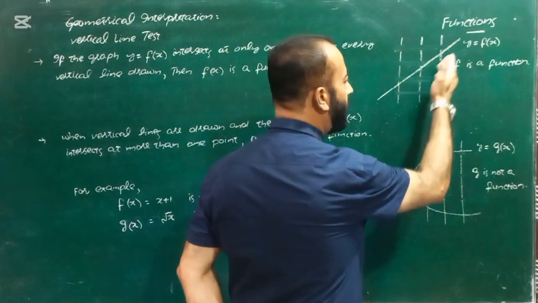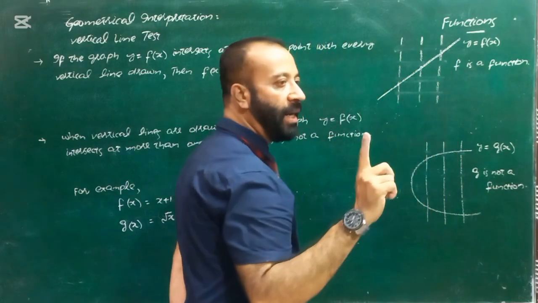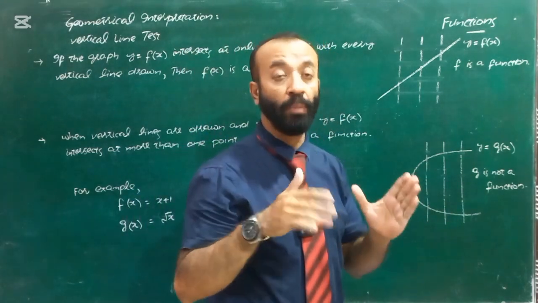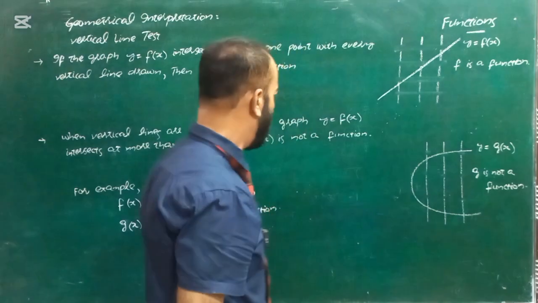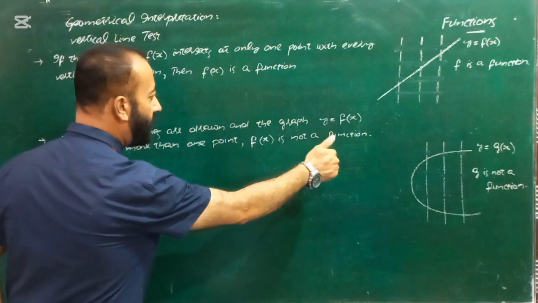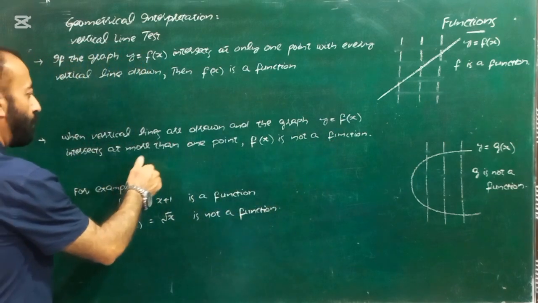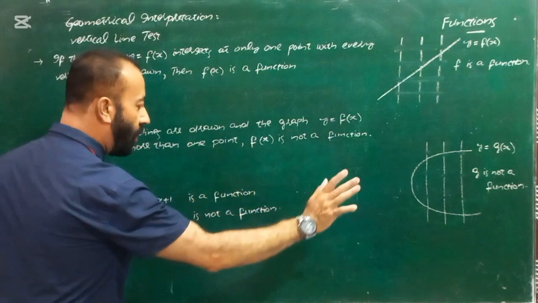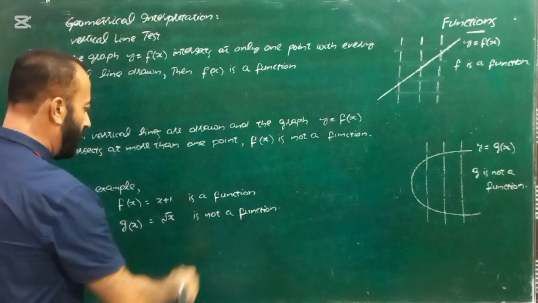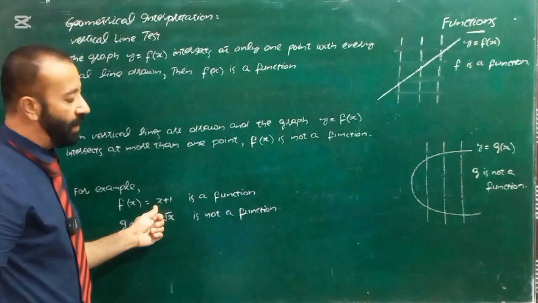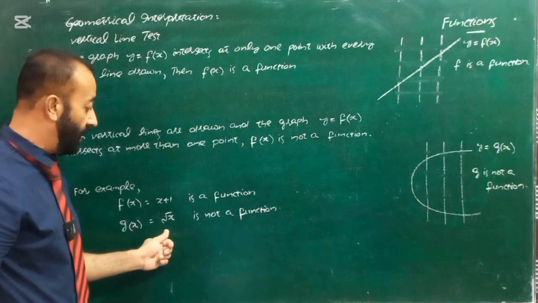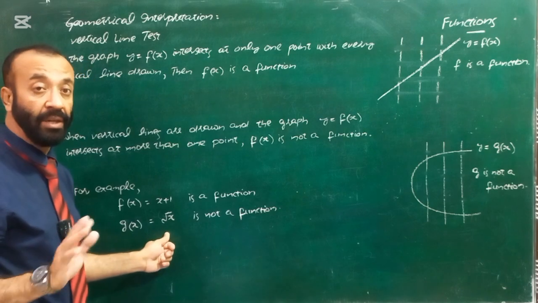If a function intersects every vertical line at only one point, that will be a function. And if it intersects the vertical lines at more than one point, that will not be a function. For example, f of x is equal to x plus 1 is a function. When you draw this line, that will be a function. But when you draw this other equation, that will not be a function.